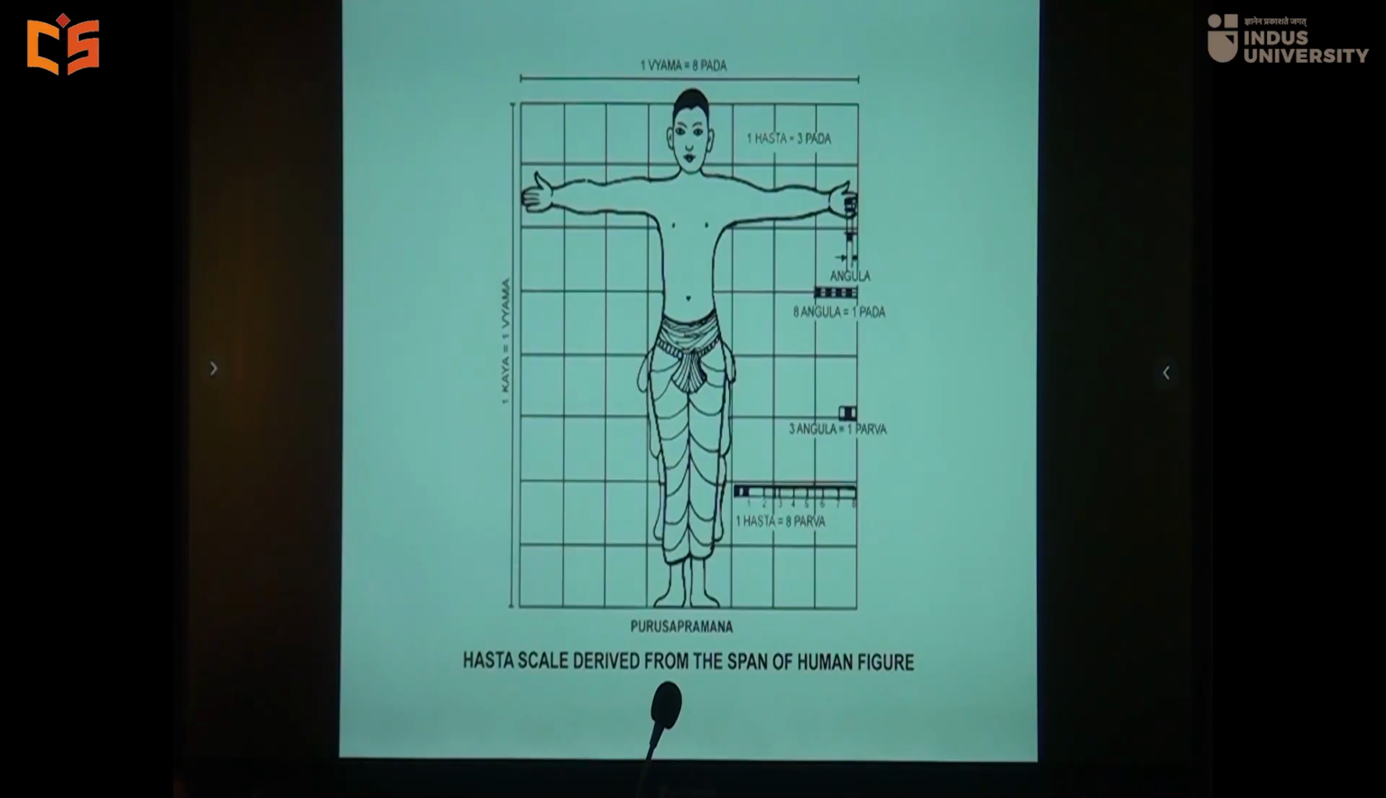And one span is equal to 4 forearms. This forearm is a measure called Aratni. And this forearm plus up to here is the hasta, the full arm. That's the scale used in modern Vastuvidya. Of course, it is divided into different measures. It is divided into 3 padam. Each padam is divided into 8 angula.